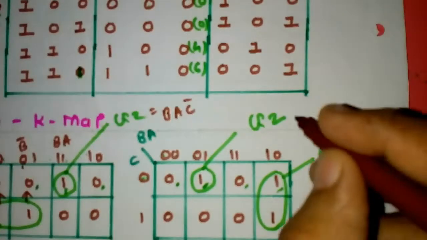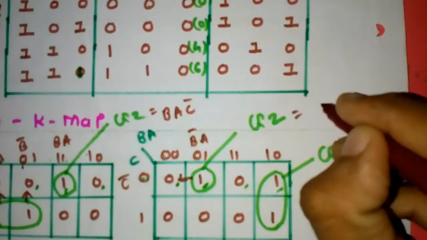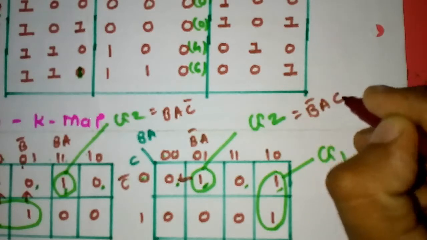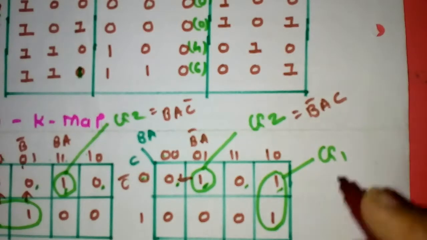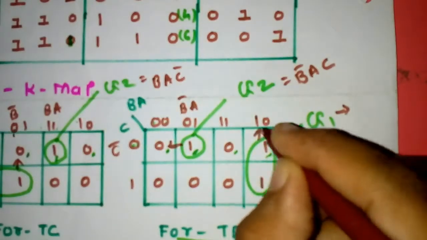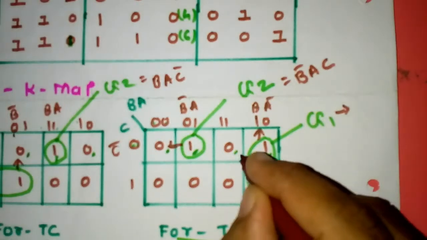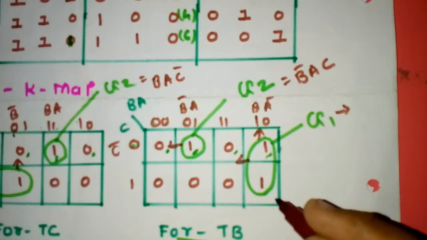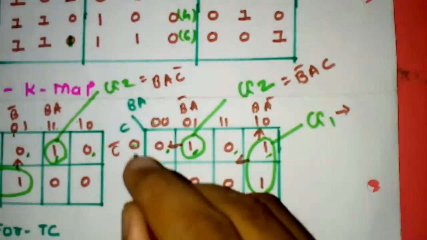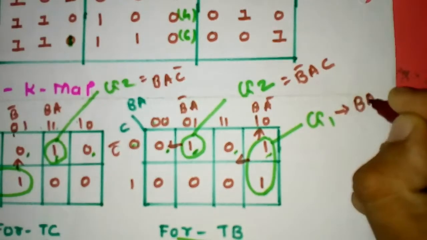Now what is the value of G2? Here B A, that means B bar A, this is called B bar A, and this is called C bar. So G2 is equal to B bar A C. What is the equation of G1? We see on the upper side only B and A bar, but on the left-hand side nothing is common. So the equation of G1 is B A bar.